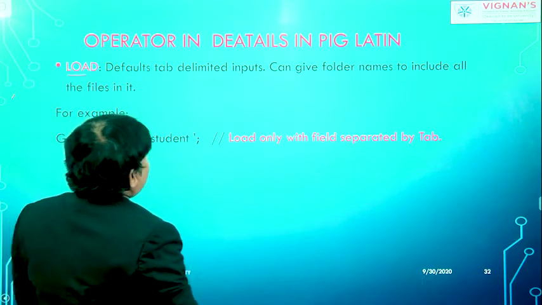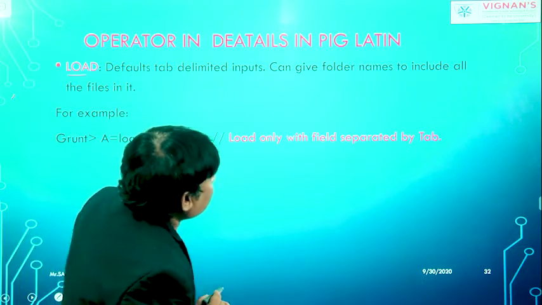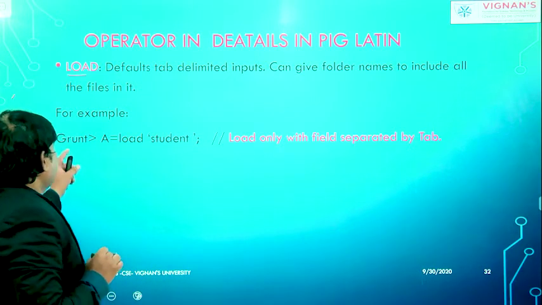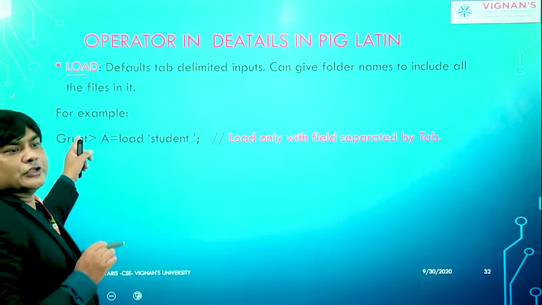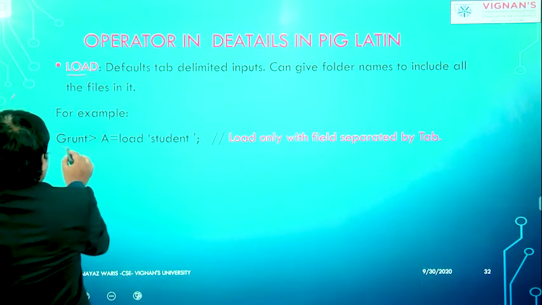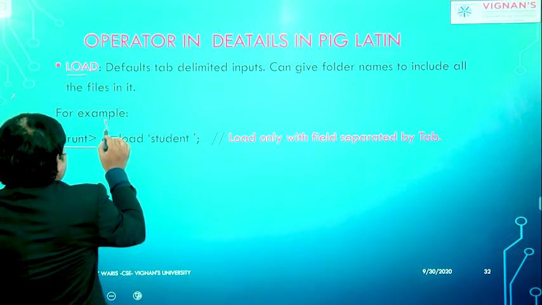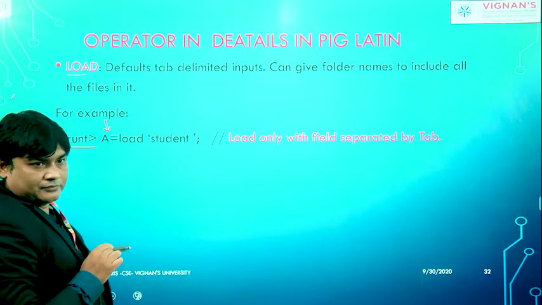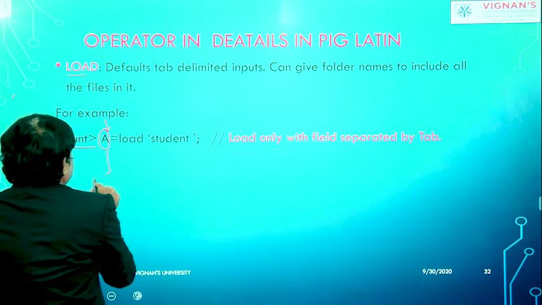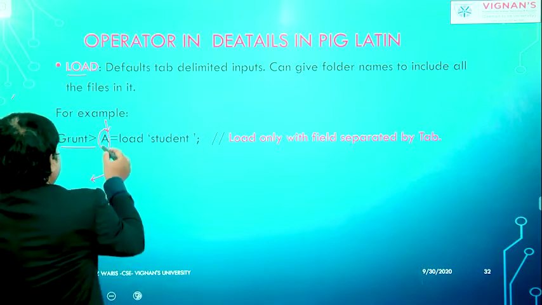So what is load? By default it takes tab-delimited input, and you can give a folder name to include all the files in it. Here we are in the Pig shell, and we are creating a relation. This A is called a relation. Just like in SQL we have tables, here you call them relations.